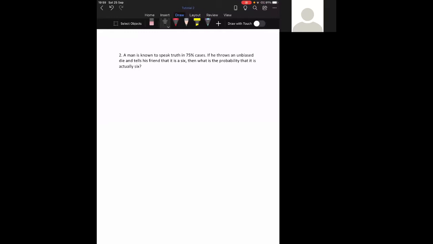So the second question says, a man is known to speak the truth in 75% of the cases. If he throws an unbiased die and tells his friend that it is a 6, what is the probability that it is actually a 6? So what are we given here? We're given that the probability that the man is going to speak the truth is 75%.